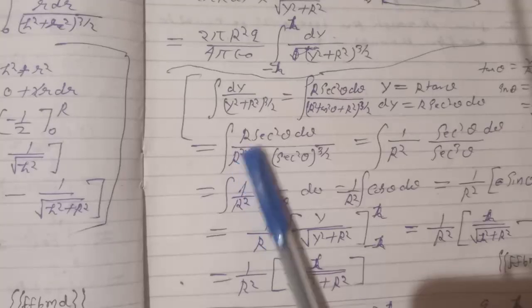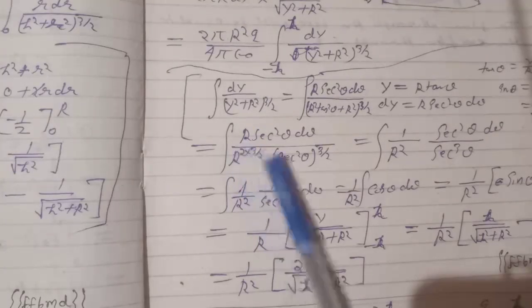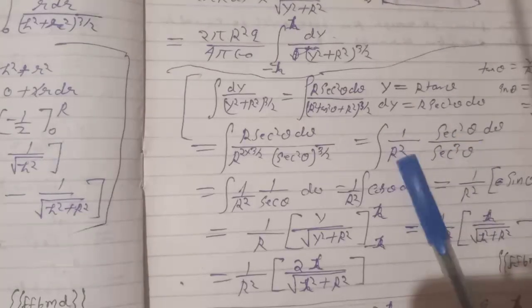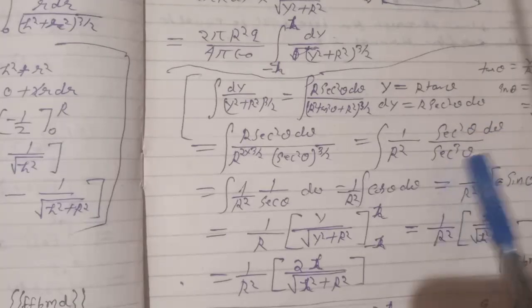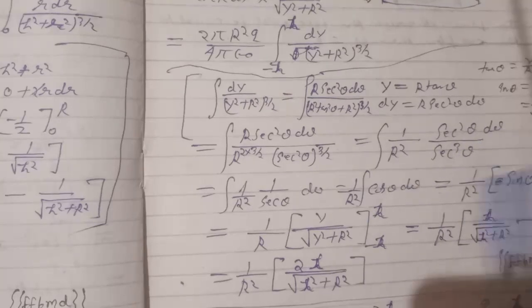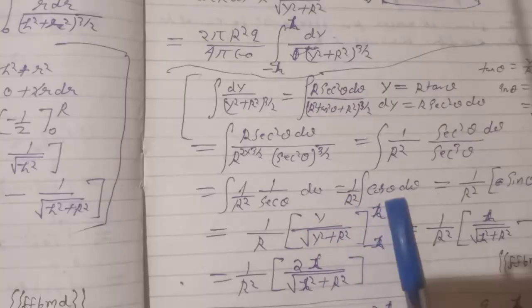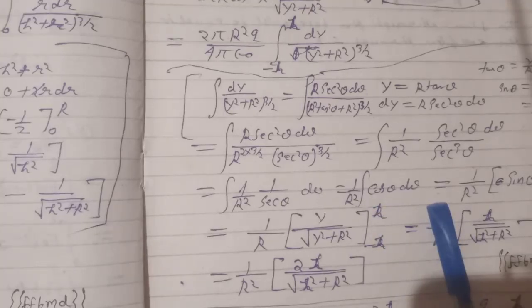Now it will be r, and this r cancels, so only one r will be left. So 1 by r square into sec square theta by sec cube theta. Now sec square theta will cancel, and only 1 by sec theta will be left. So 1 by r square into 1 by sec theta d theta, or 1 by r square integration cos theta d theta. Now integration of cos theta is equal to sin theta, and the limits will be from minus h to h.